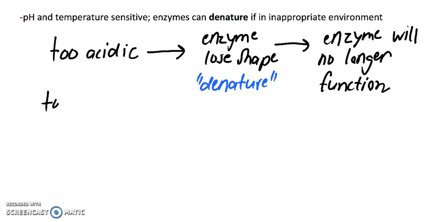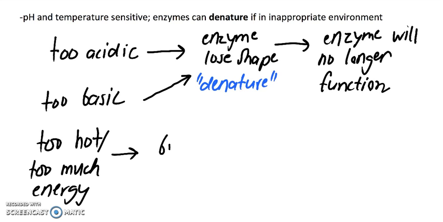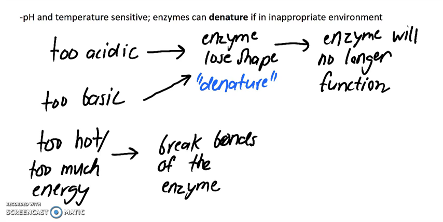Okay. The same applies if the environment is too basic. So we will just draw an arrow following this path here. If it is too hot, if there's too much energy, so another way to say this is, we have too much energy in the system, this is going to break the bonds of the enzyme. The energy will break bonds of the enzyme. And then this also leads to denaturation, and we can follow the same pathway here.